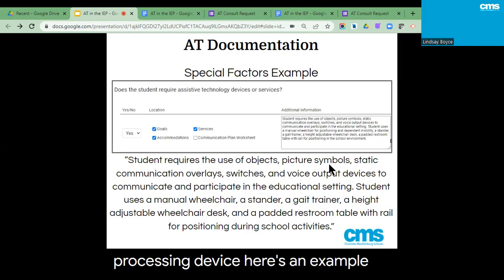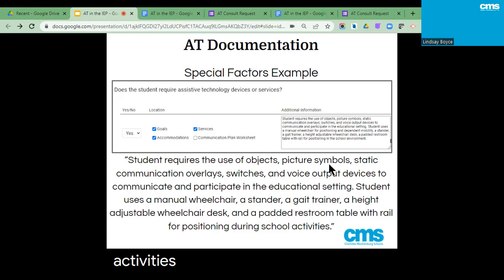Here's an example of answering that question, does the student require AT? This is a nice example that really paints a picture of what the student needs. Student requires the use of objects, picture symbols, static communication overlays, switches, and voice output devices to communicate and participate in the educational setting. Student uses a manual wheelchair, a stander, a gait trainer, a height adjustable wheelchair desk, and a padded restroom table with rail for positioning during school activities.